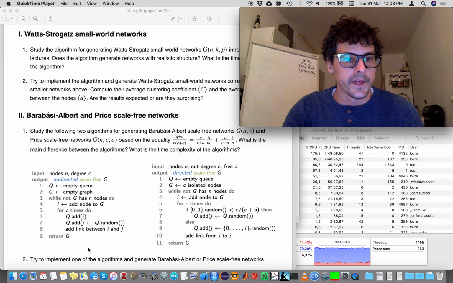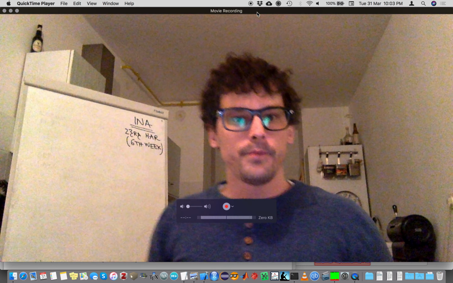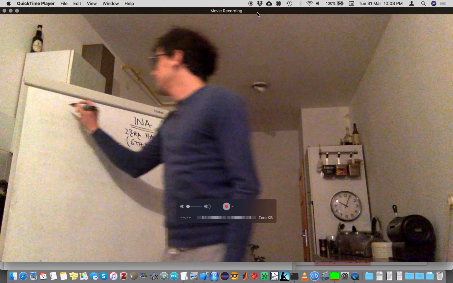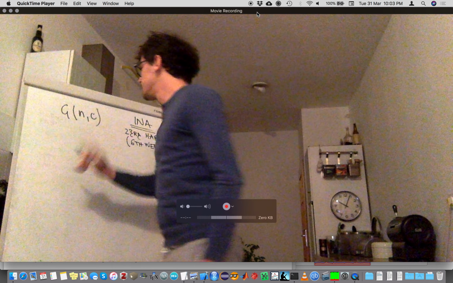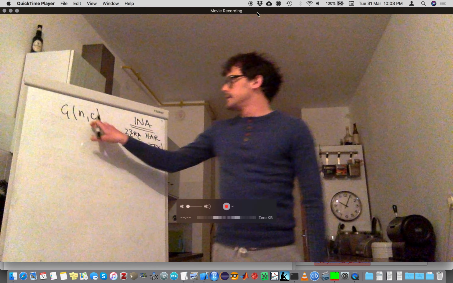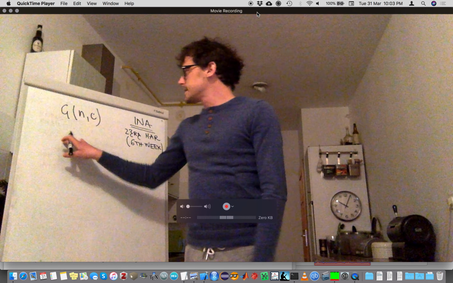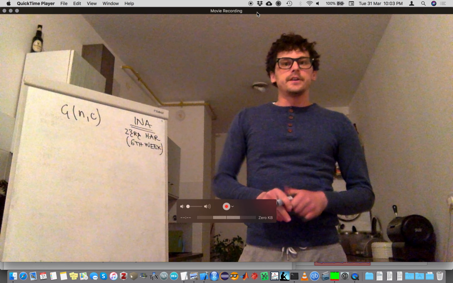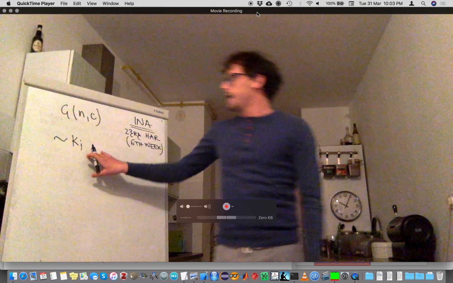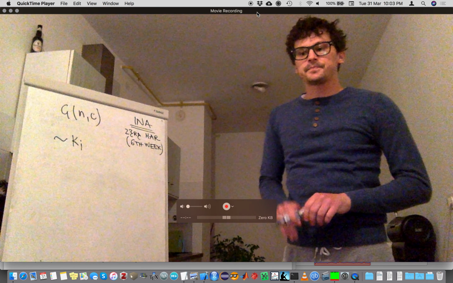So let's first think about the Barabasi-Albert model. Let me move to the blackboard. We have the Barabasi-Albert model denoted G(n, c), which will generate a network with n nodes, and each new node that arrives generates c undirected links to the existing nodes. The links are connected to the existing nodes with probability proportional to their degree. So node i should be linked to with probability proportional to k_i.